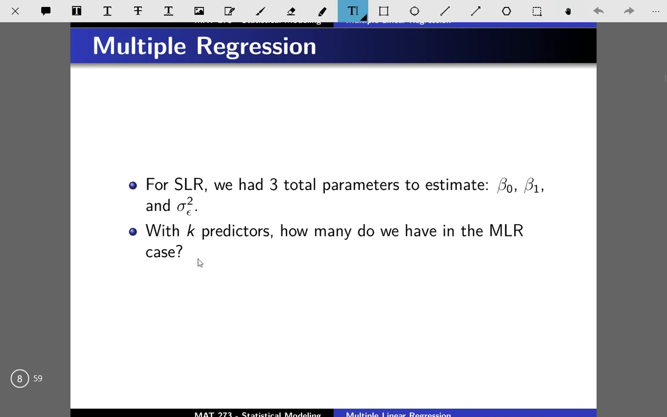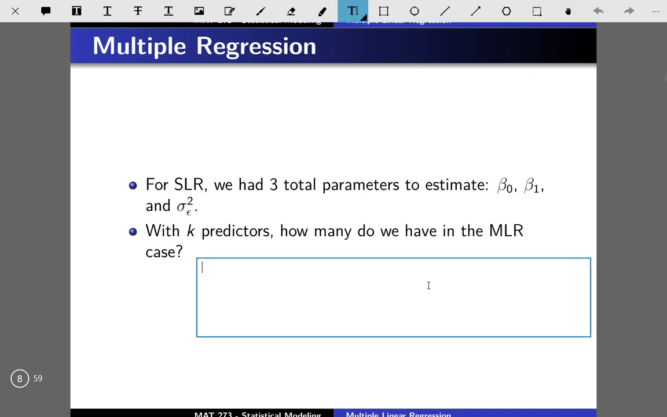And one way to think about this that might be helpful is that simple linear regression is a specific case of multiple linear regression with k equals 1. Okay. And so for simple linear regression, the number of parameters equals 1 for the intercept, 1 for the slope, and 1 for the standard error of the regression. That's how we get to 3.